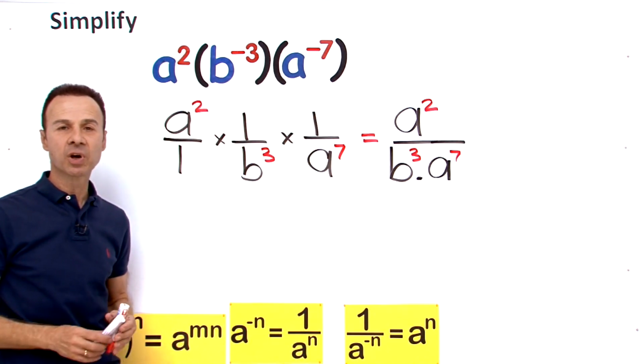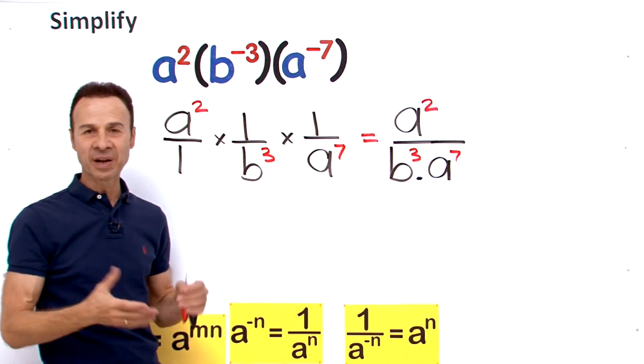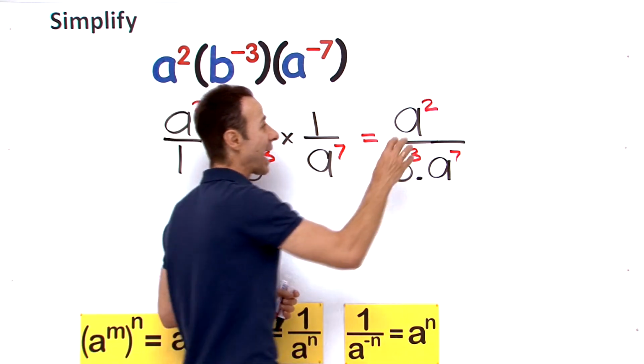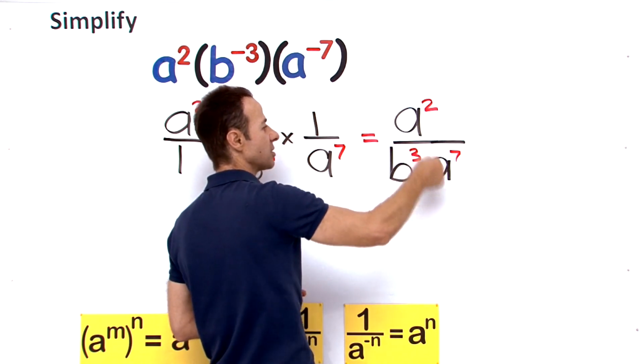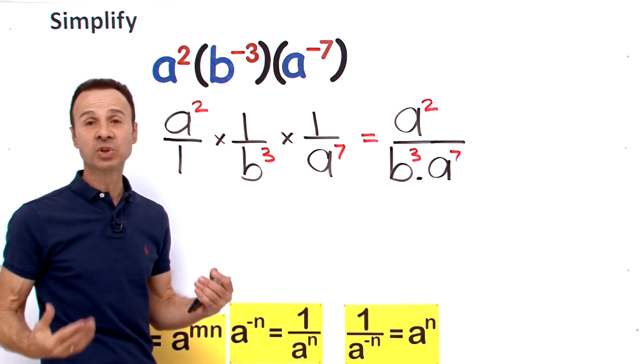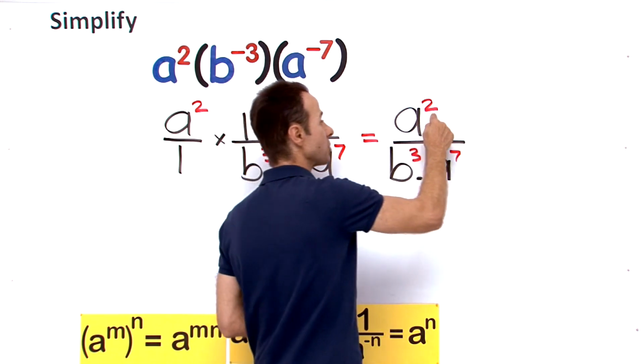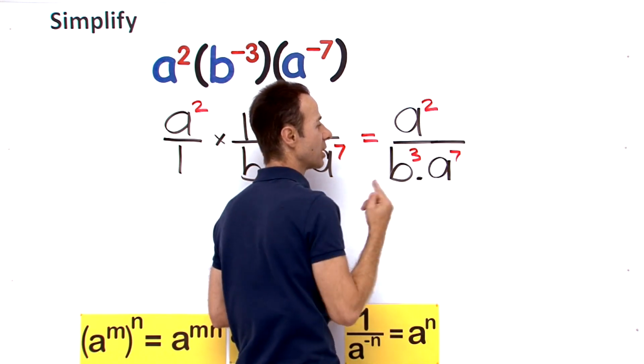Okay, how are we further going to simplify this? Well, you'll notice that we got bases, numerator and denominator, that are the same. So we've got a squared and a to the power of 7 down here. So these two, because they're the same base, what can we do with the exponent powers? Well, we can subtract these powers, can't we?